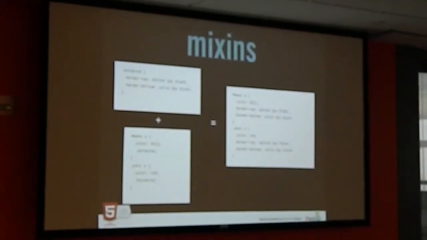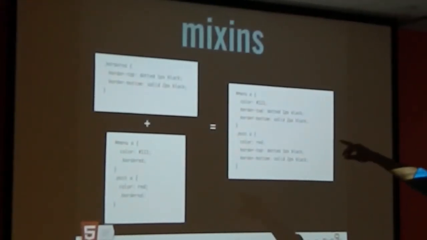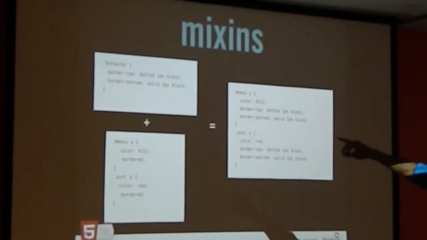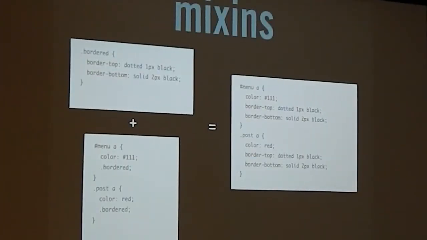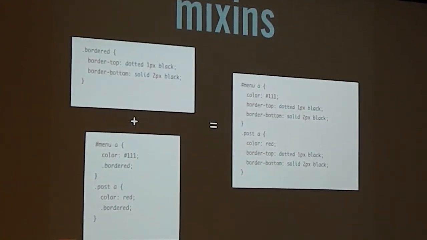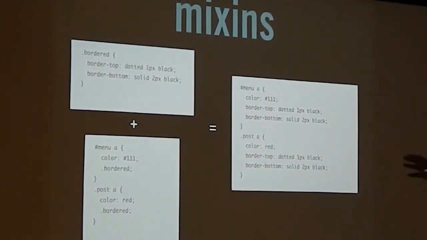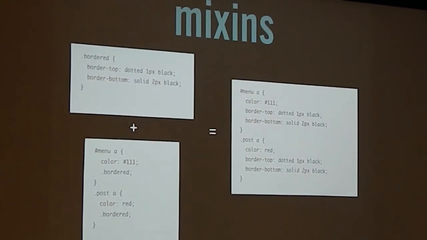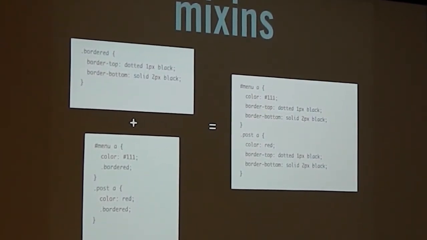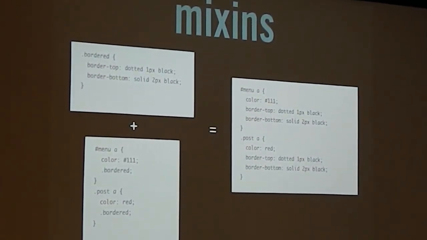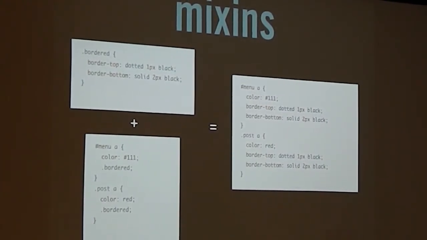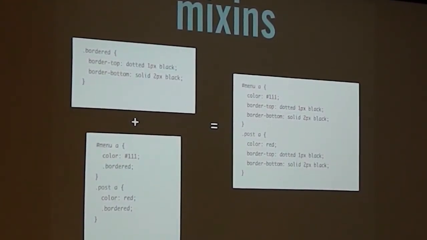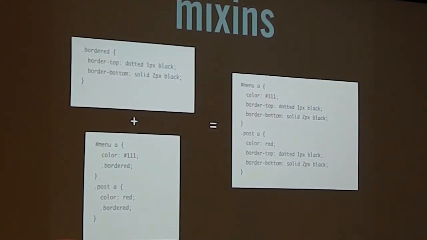Simple enough, but this is beyond super powerful. Mixins are another thing that's insanely powerful. So imagine we have a class called border. You have your base file or your style guide file that you're creating, and something called border, an attribute that's going to go on an element. It's going to be bordered on top and bottom: the top border dotted 1 pix, the bottom solid, 2 pix black, whatever it's going to be on top of.